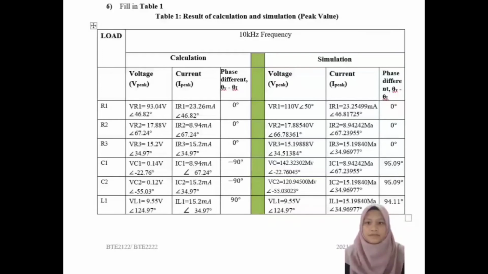For the simulation part, IR1 we got 23.25499 milliamp and 46.81725 degree. IR2 8.94242 milliamp and 67.23955 degree. IR3 15.19840 milliamp and 34.96977 degree.